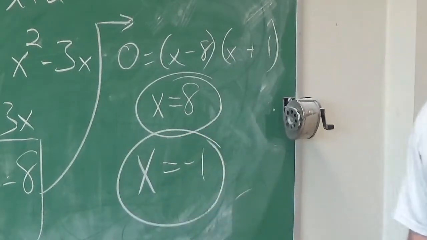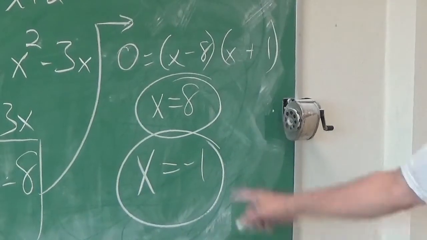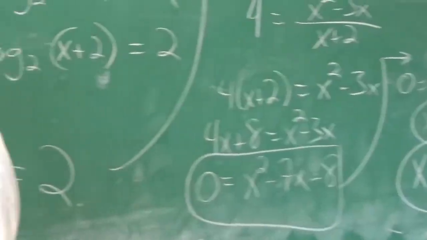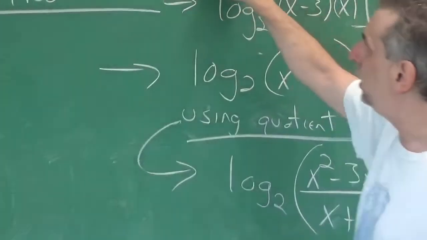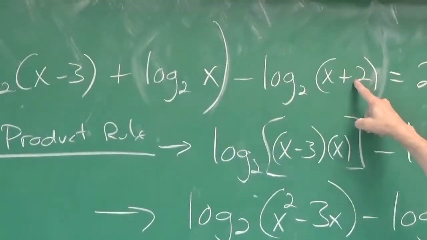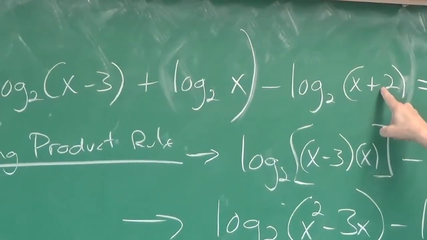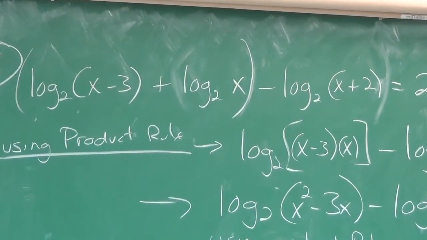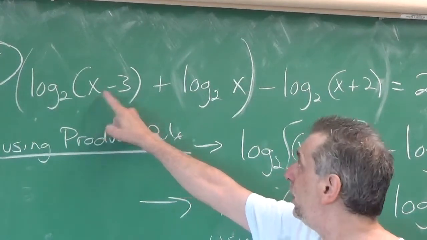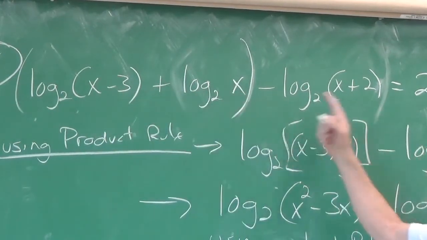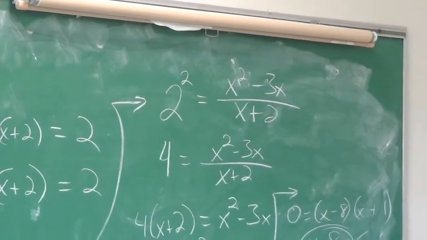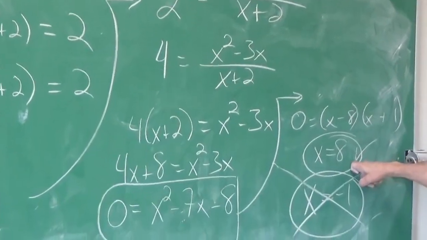So this is where checking your answer again comes into play. The 8, you go back to the original equation. 8 minus 3 is positive, so that works. 8 is positive, so that works. 8 plus 2 is positive, so that works. So 8 is a viable answer, but negative 1 isn't going to work, right? Negative 1 gives us a negative value here, a negative value here, positive value there, but that one's no good. So we can't accept that answer, and our only answer is x equals 8.